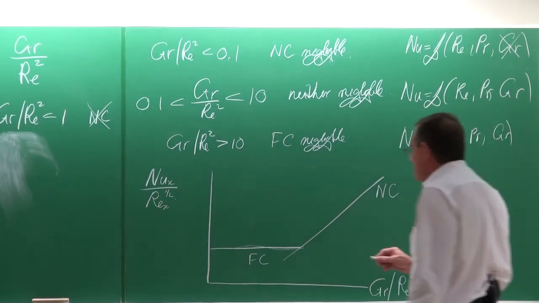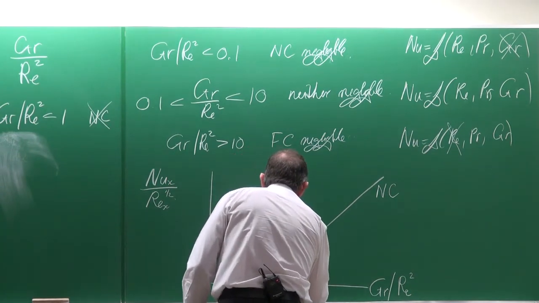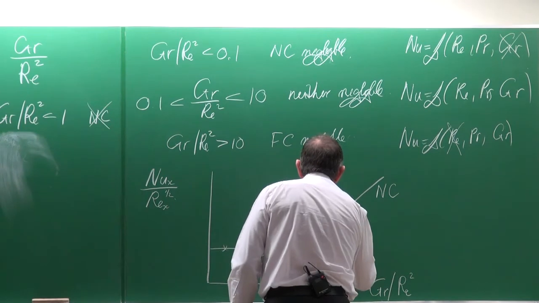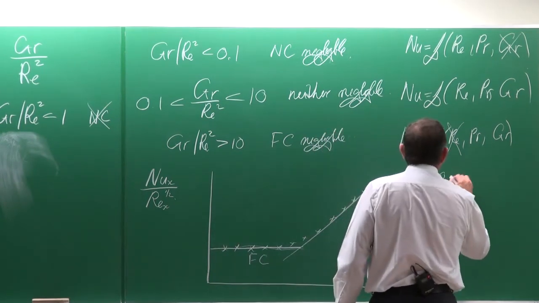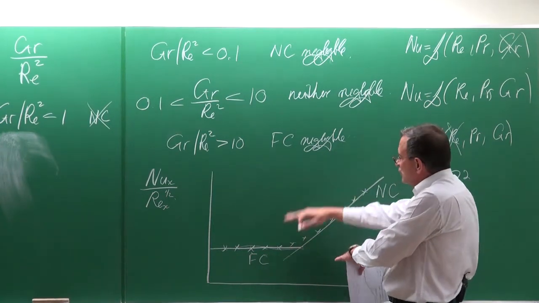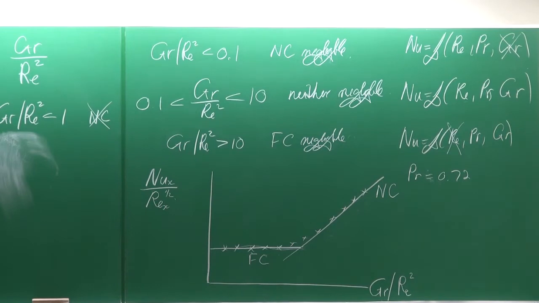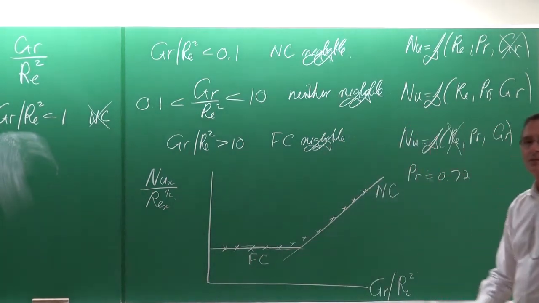And if we go and do experiments, then we will find that the experiments are typically shown for air, for a Prandtl number of 0.72, and then some lines are also shown for different Prandtl numbers. Then we will see that typically the experimental results will do something like that.